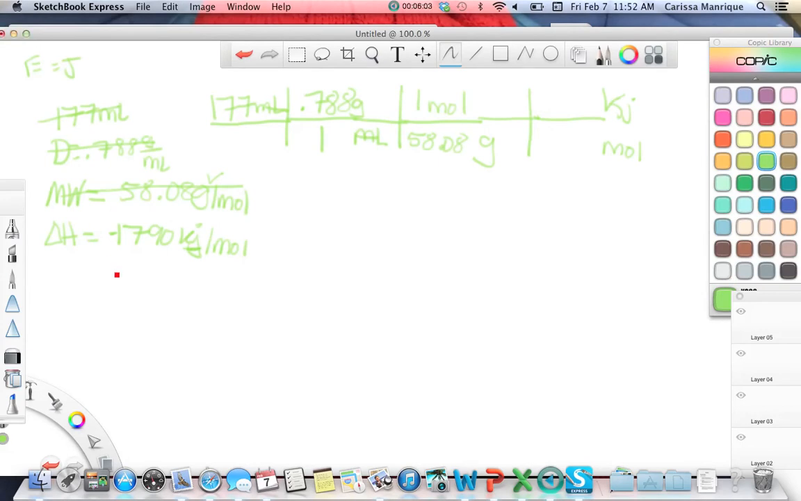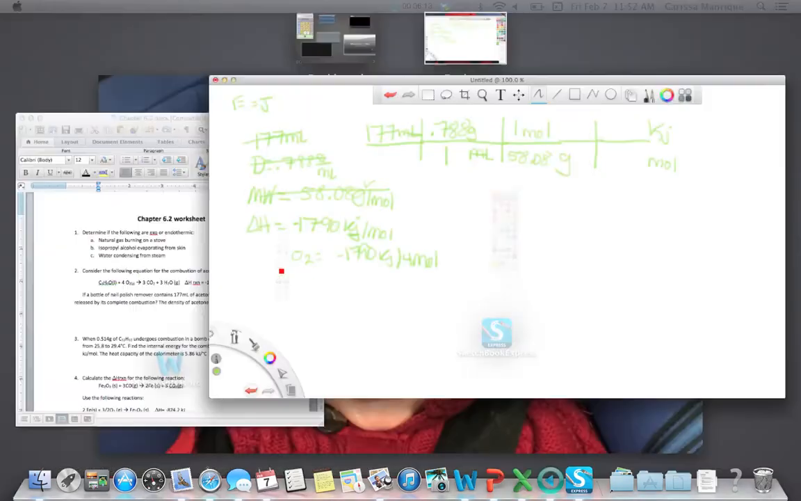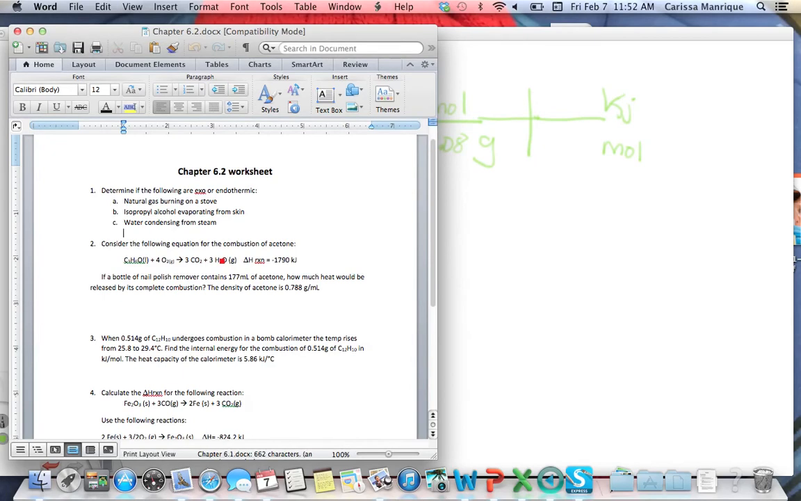I would have written, if it was the oxygen example, 1,790 kilojoules per 4 moles of oxygen, okay? Or if I was looking at water, it would have been per 3 moles, okay? So that's how I know how many moles, because I'm looking at it in the equation there, okay?